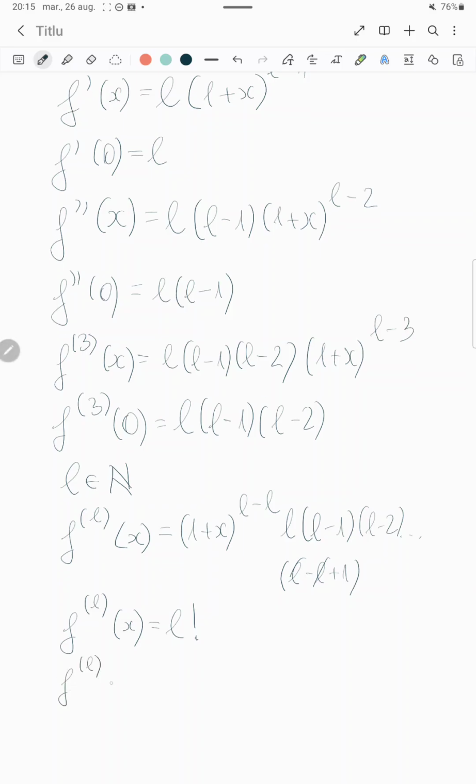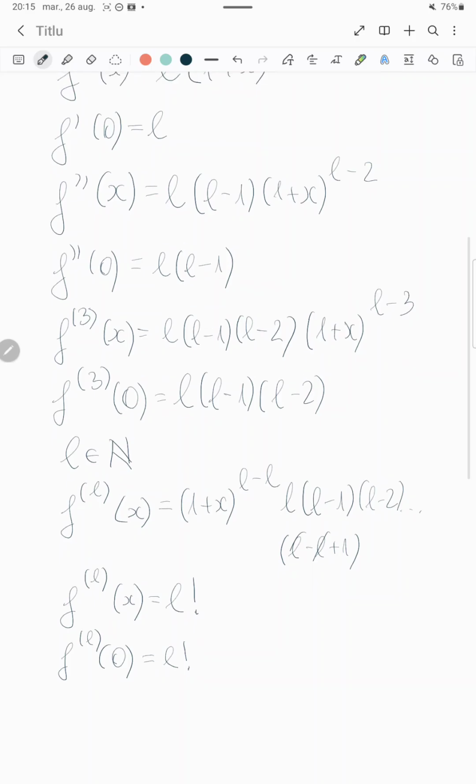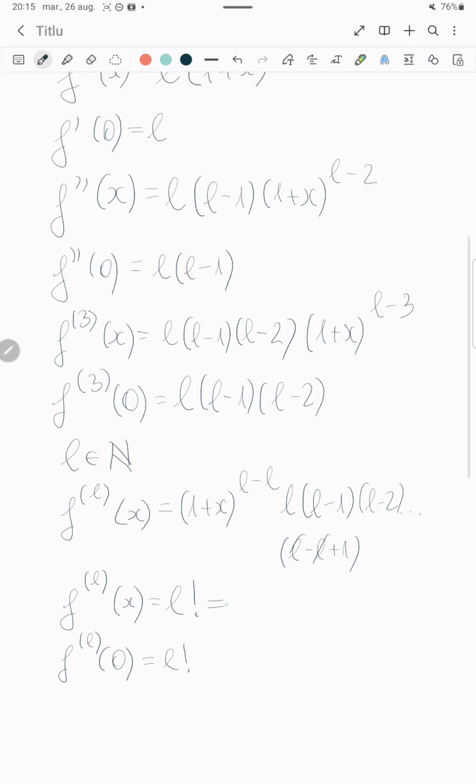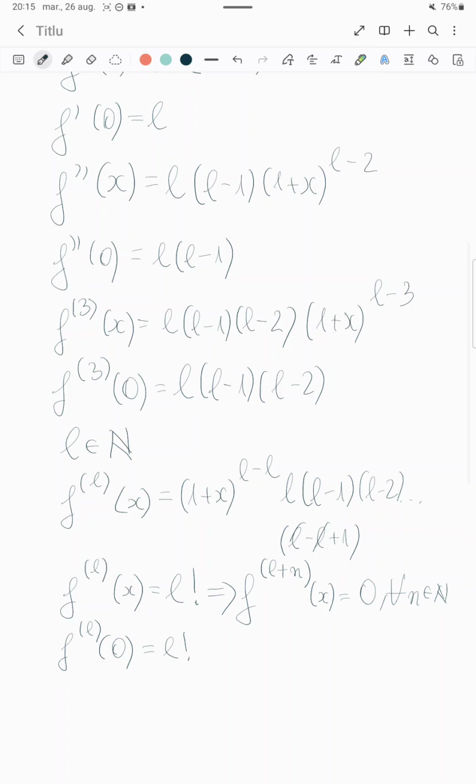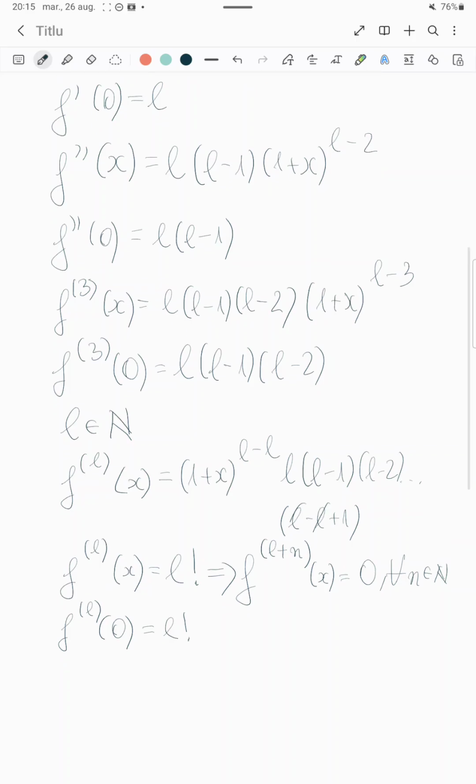It's easy to see, because it's a constant function, that at the point x equals 0 the function is going to be equal to L factorial. And therefore, since it's a constant function, one can easily see that the L plus nth derivative of our function f is going to be 0, no matter what value n takes. So far so good.